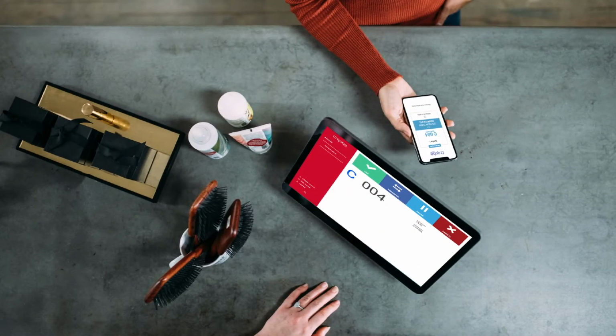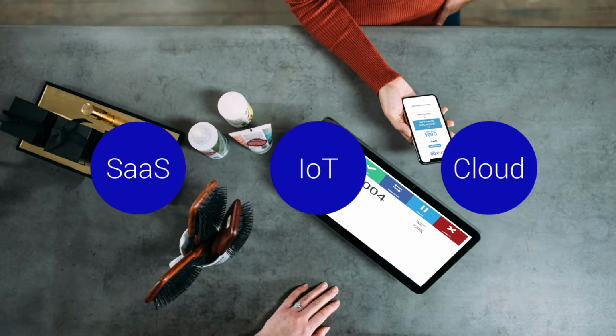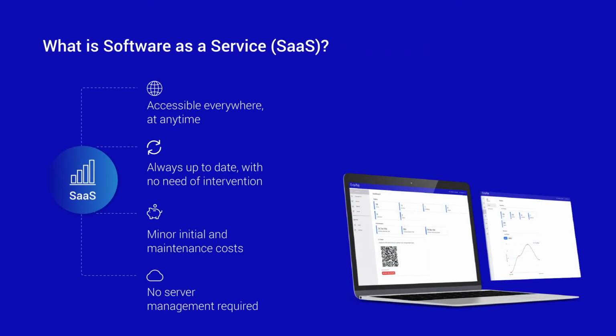Qube is based on new technology concepts such as SaaS, IoT, and cloud. What is software as a service? SaaS is a software licensing and delivery model based on a subscription and centrally hosted. In this web-based model, software vendors host and maintain the service, databases, and the code that makes up an application.